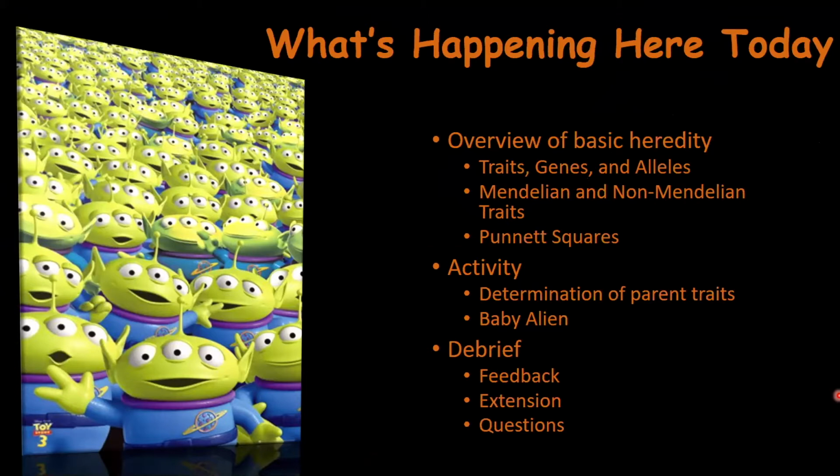going to be very important once we get to the actual activity of making our baby alien. So we're going to determine the parent traits, and then we're going to work together to determine the traits of the baby alien. And then if there's time, maybe construct a visual of that baby alien. Once you're done with the breakouts, we're going to debrief. So hearing what happened in the breakouts, go over a possible extension activity, and then final questions.